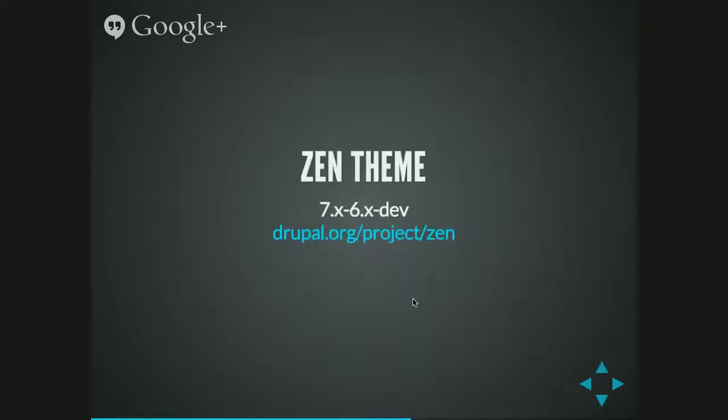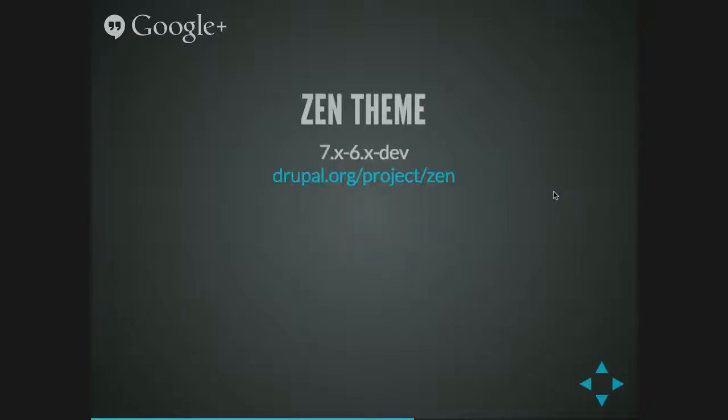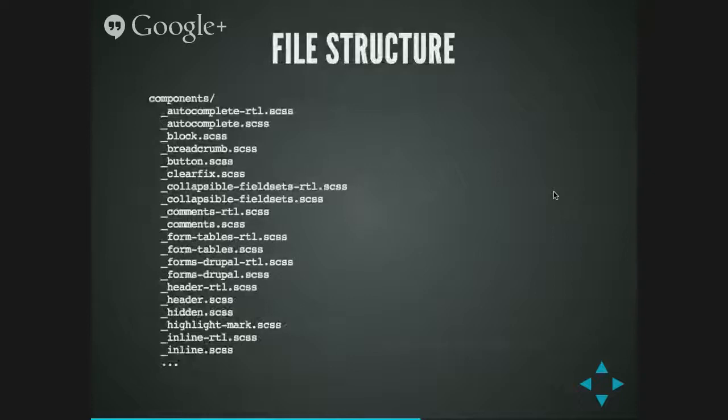So on the topic of the Zen theme, it's still in active development, which is great. And if you check out the 6 dev branch, you'll see the clearest implementation I've ever seen of this. If you go and look in the components directory, you'll see that there are individual SASS files for each type of component. And this is the Drupal 8 CSS architecture specification.